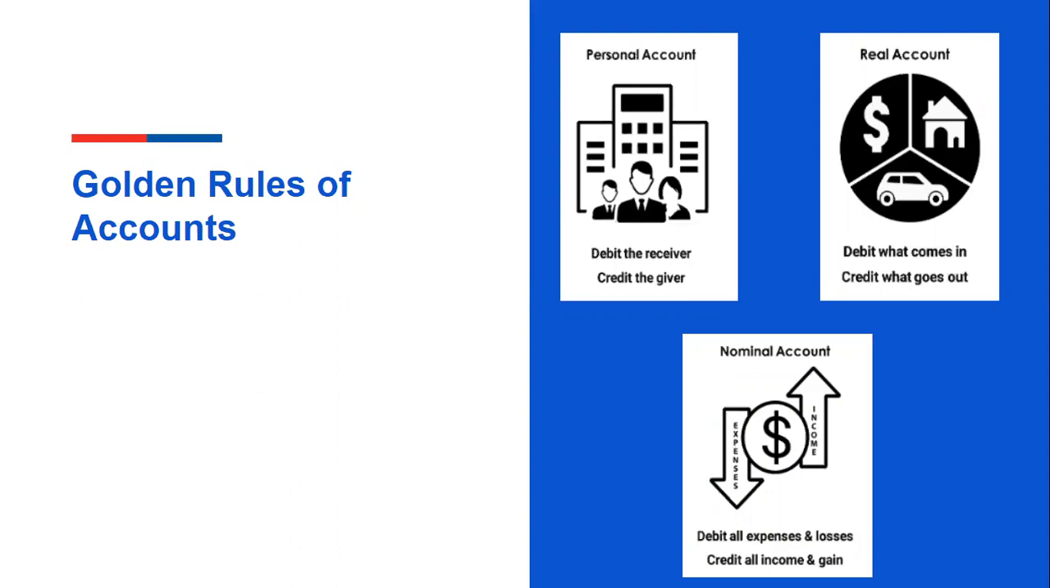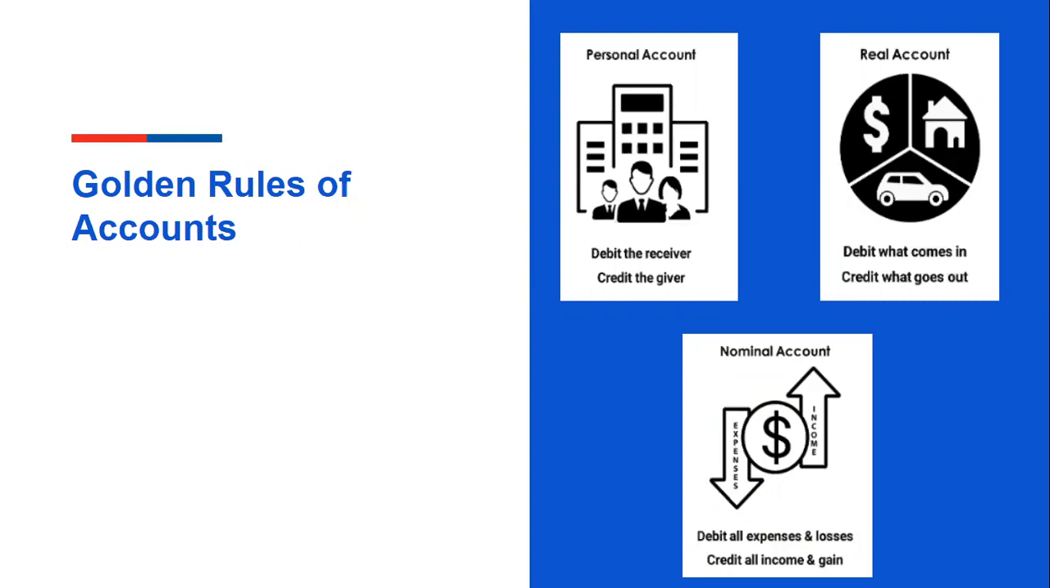Let me give an example. Suppose you are receiving cash. Cash comes in, so you treat the cash account as debit. If you are paying money to a customer or party, you are giving the money. Cash goes out, so you treat the cash account as credit. This is the rule of real account.